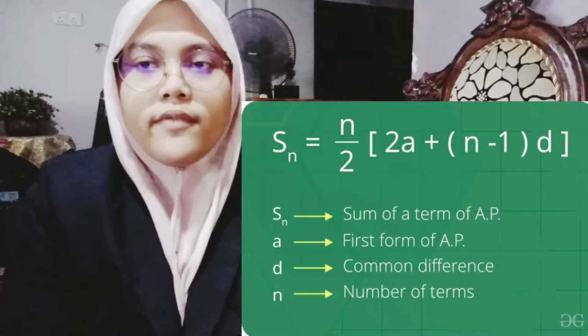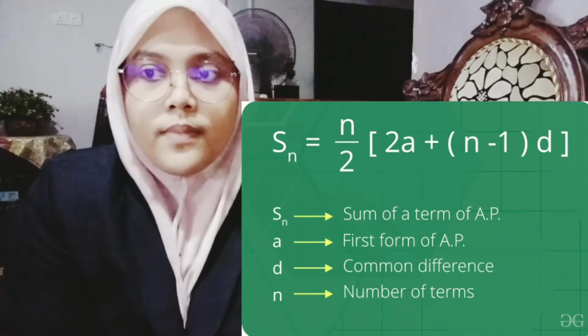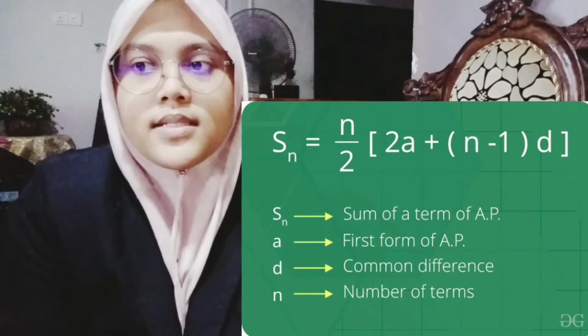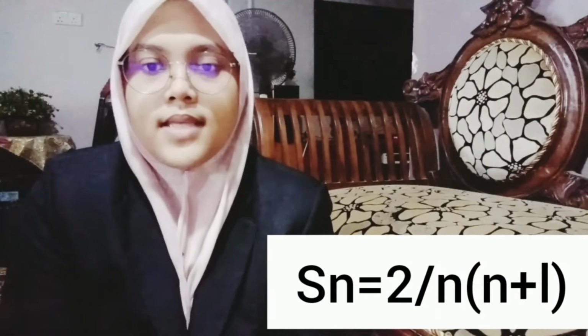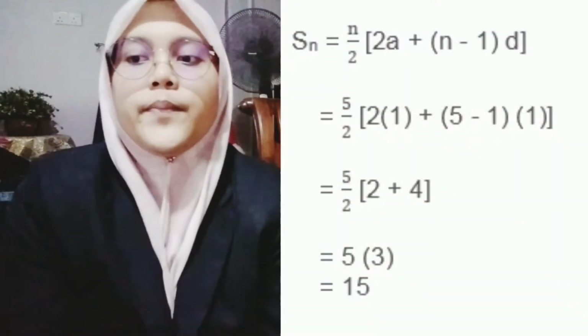The second formula of arithmetic sequence is to find the sum of the first n terms. We can see in this picture, Sn equals n over 2 multiplied by 2a plus n minus 1 multiplied by d, or we can also use Sn equals n over 2 multiplied by a plus l. Sn is the sum of the first n terms, n is the number of terms, a is the first term, while l is the last term.